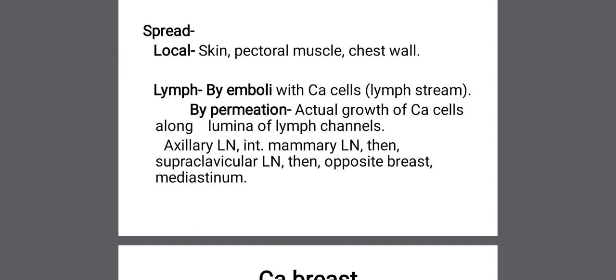The lymphatic spread may occur in two ways, that is by emboli with CA cells, carcinomatous cells. So this emboli is composed of carcinoma cells. And secondly, the lymphatic spread is by permeation. It includes actual growth of carcinomatous cells along the lumina of lymph channels. The axillary nodes and the internal mammary nodes are involved comparatively early. Later, the supraclavicular lymph nodes, the opposite breast, and the mediastinum are possible resting places for carcinoma cells.